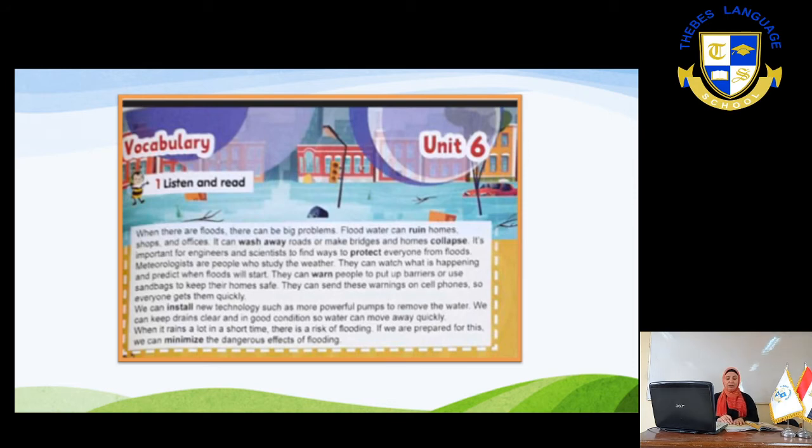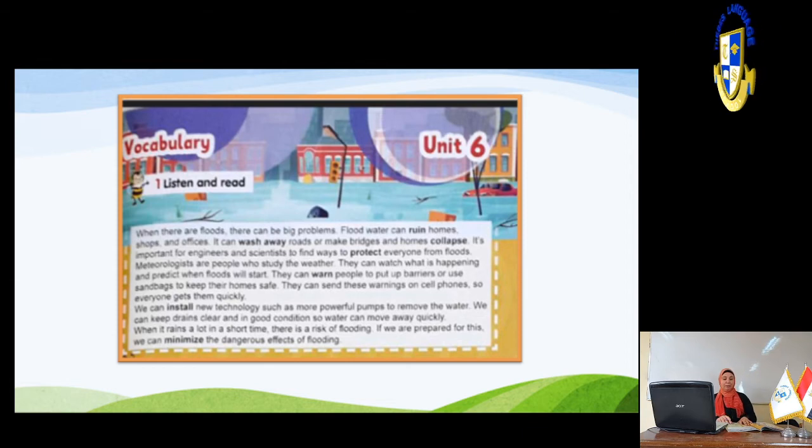They can warn people to put up barriers or use sandbags to keep their homes safe. They can send these warnings on cell phones so everyone gets them quickly.